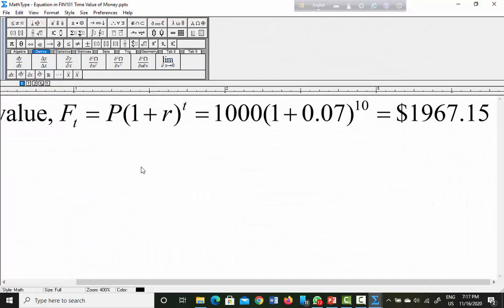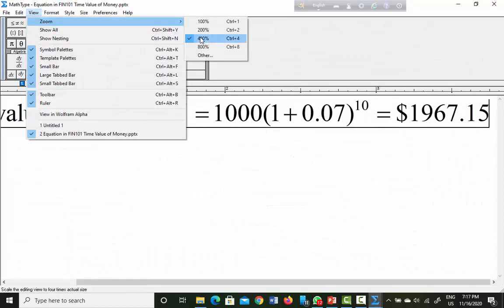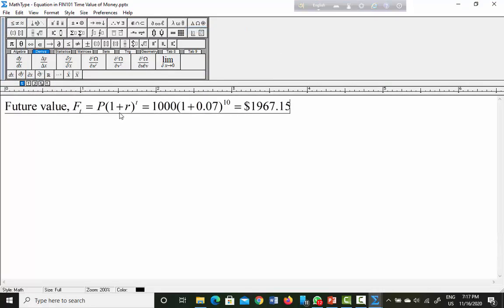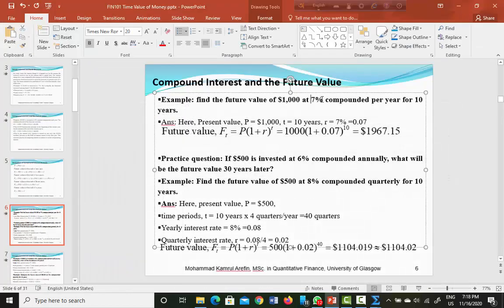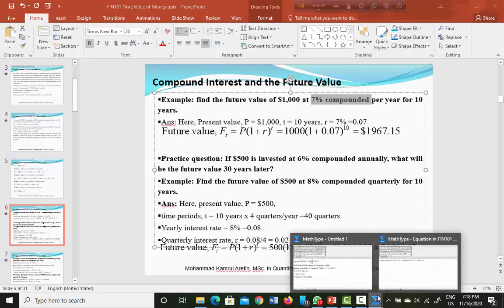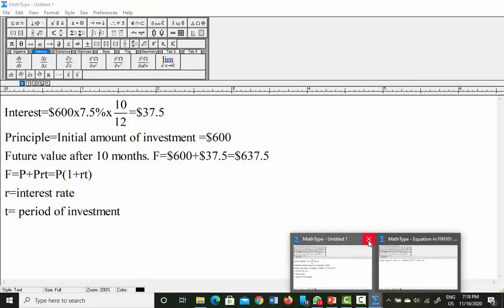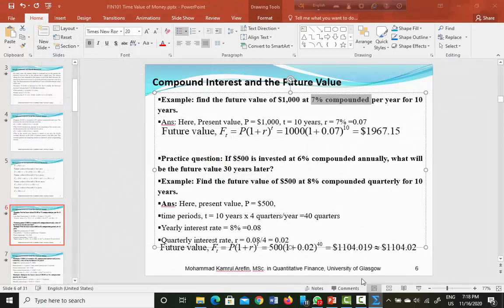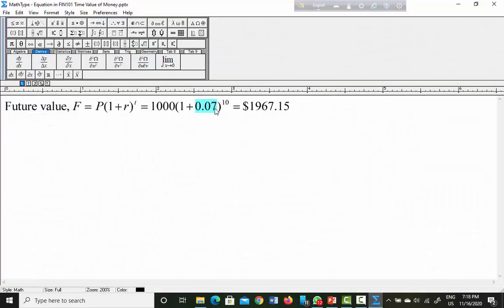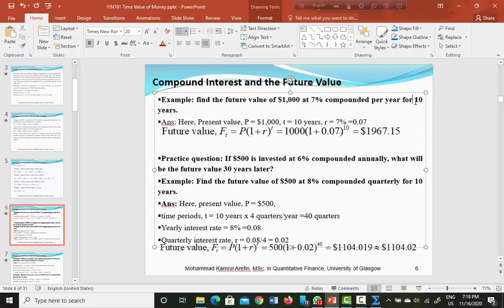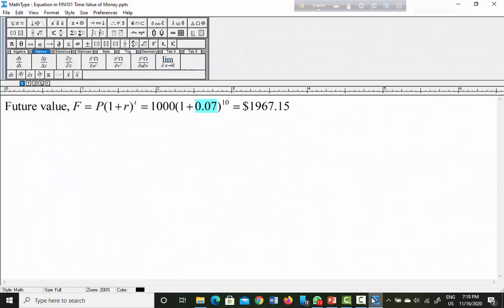So what will the future value be? This is the future value formula. Future value F is equal to P into (1 plus R) power T, where R is the interest rate. The interest rate is given as 7%, that means 0.07. T is 10 years, since we are investing for a total of 10 years.